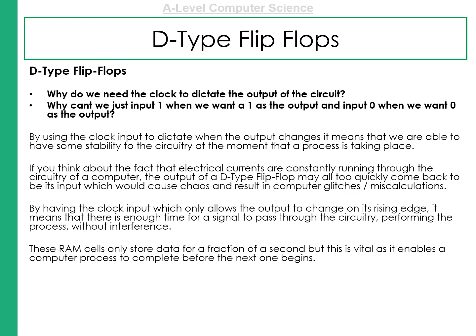Sometimes we want to hold that value, and this D-type flip-flop allows us to do that. By having the clock input, which only allows the output to change on its rising edge, it means there's enough time for a signal to pass through the circuit, performing a process without interference. These RAM cells only store data for a fraction of a second, but remember, this is vital as it enables a computer to process and complete a process before the next one begins.